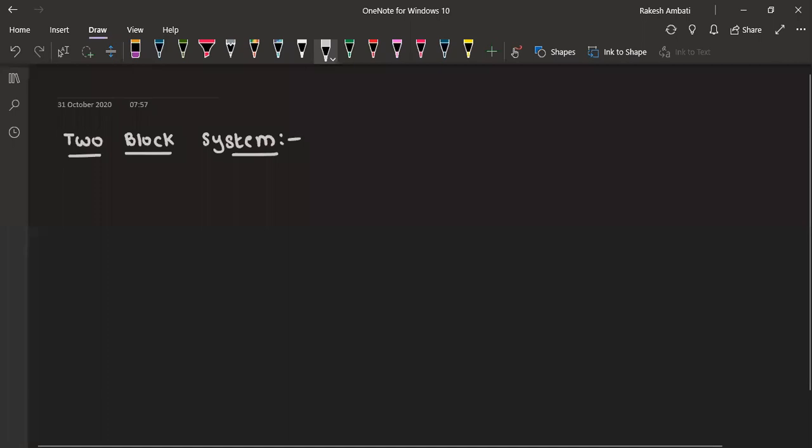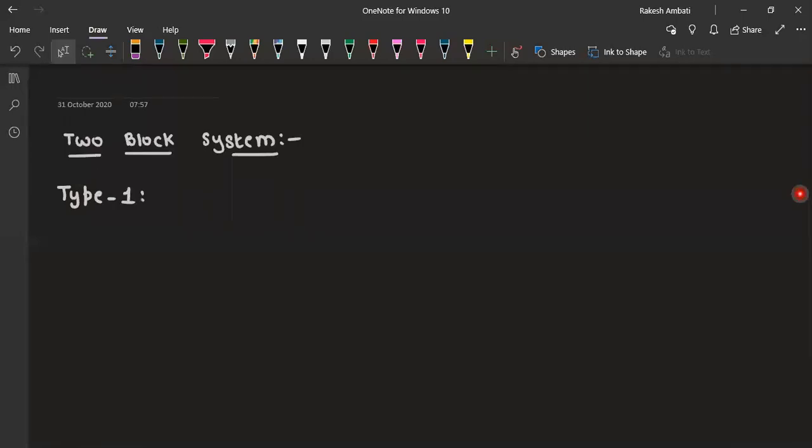Write down two block system. So in the case of two block system, write down type 1. For example, it is a smooth surface.